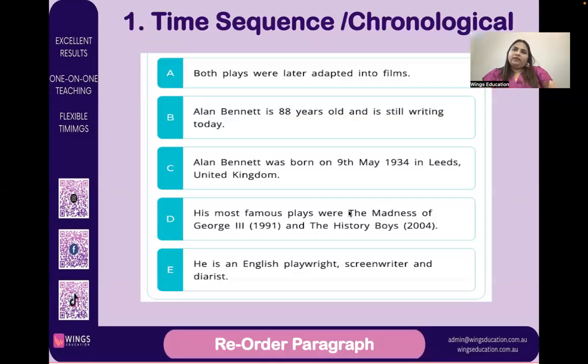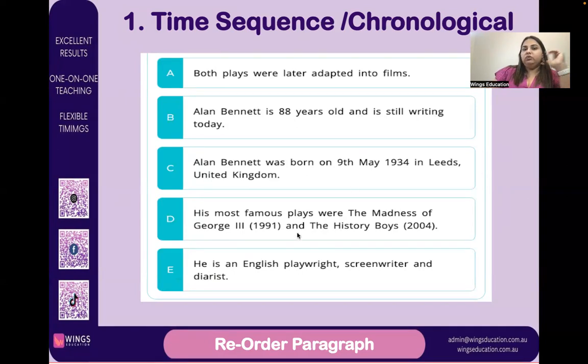So once you have tried that, you can also try the time rule to start looking for the pairs, or to start sorting out your paragraph. So you can see 1934, 1991, 2004. So you can easily see which of the following is going to be the past and what is present. If you see this one is still writing today, so today is my present. So I think my B should go in the end, and 1934, C should start the paragraph.